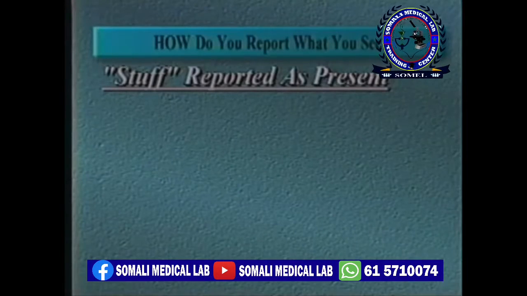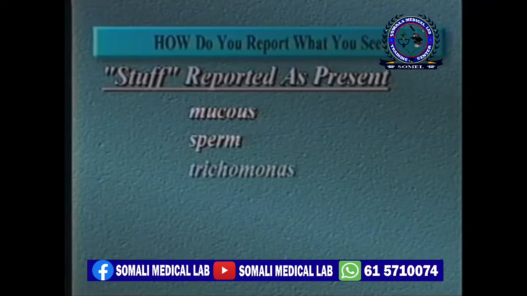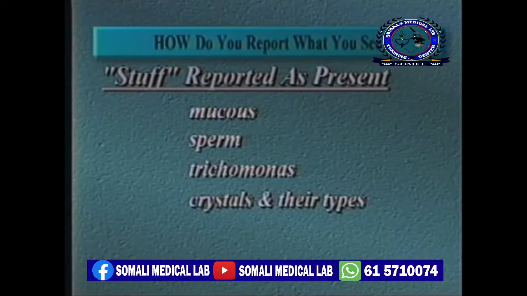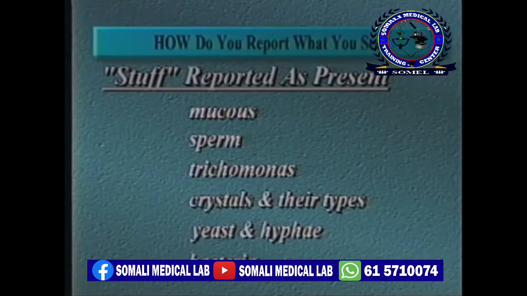There are some things that do not need to be counted, but should be reported as present. Their significance is in their presence, not in their quantity. The following elements are reported as present: mucus, sperm, trichomonas, crystals and their type, yeast as well as hyphae, and bacteria. Since some of these, such as bacteria and yeast, depend on sample collection and age, it can be misleading to try to quantitate them.